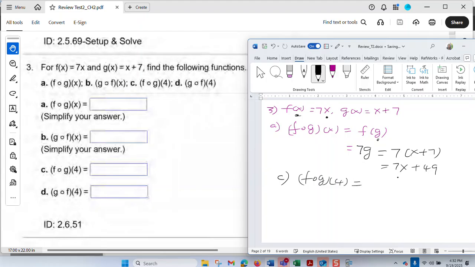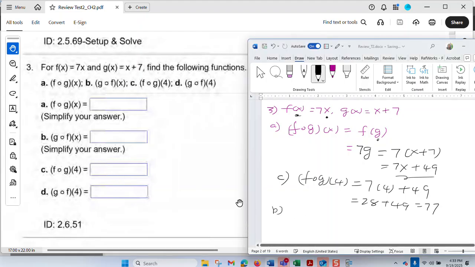I can use this function. So that should be 7 times 4 plus 49. Look at it, it's very easy when you have this function already, right? So that's 28 plus 49, so that should be 77. So that is giving you the composition.